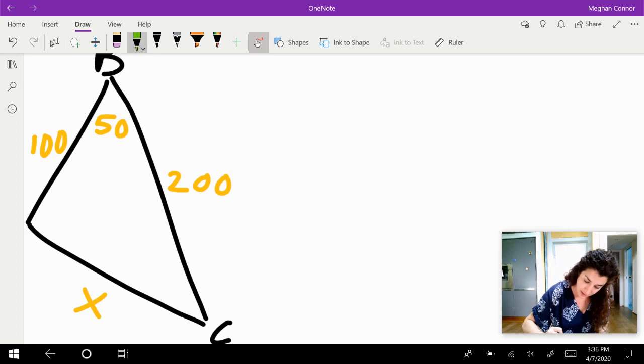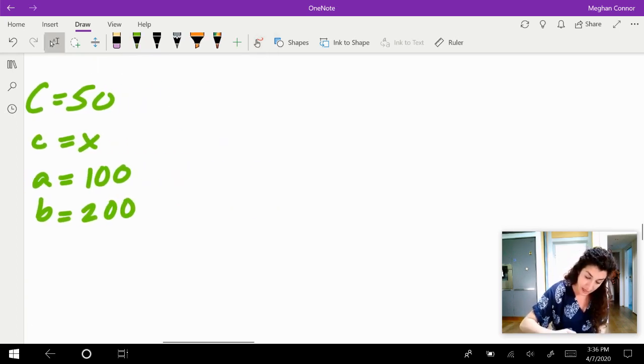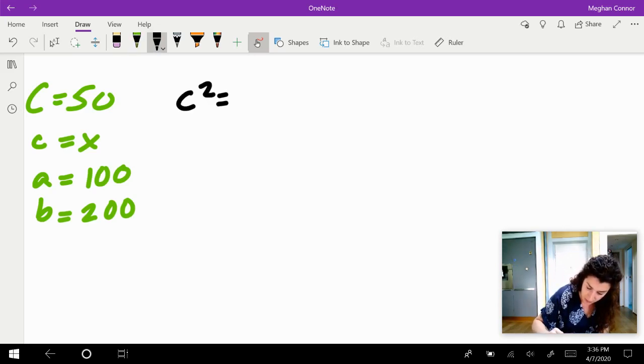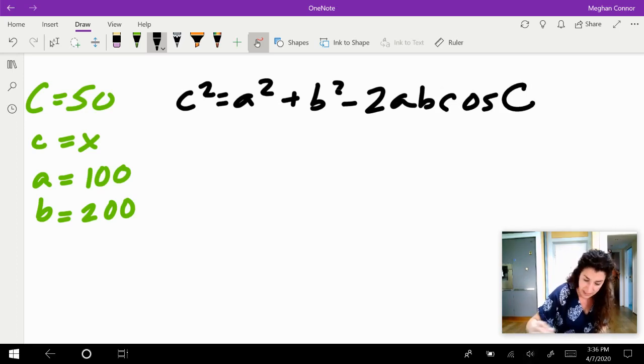Uppercase C is 50, which means that lowercase c is x, A is 100, and B is 200. If it helps you, write out the formula at first. The formula is c squared equals a squared plus b squared minus 2ab cosine of C. So it's a recipe and we have the ingredients.